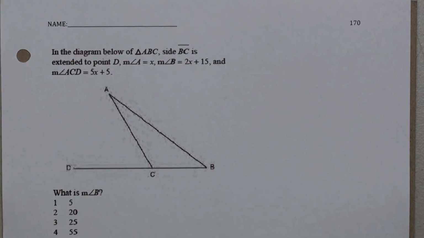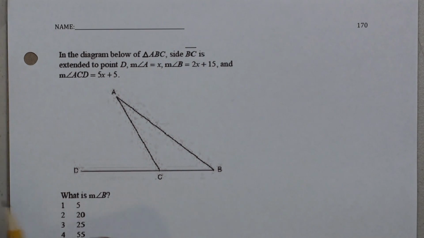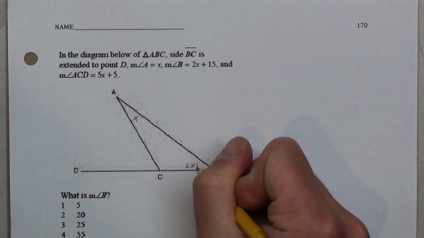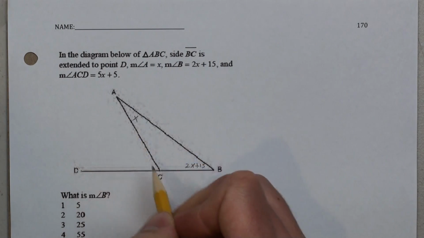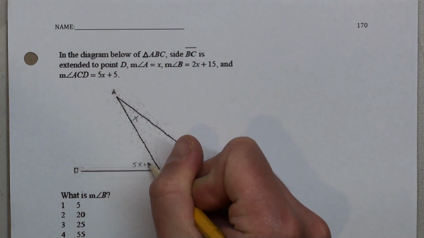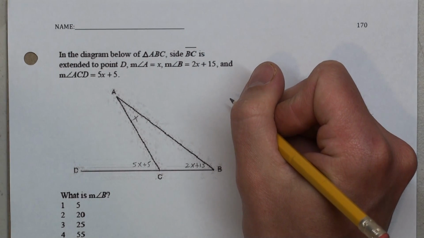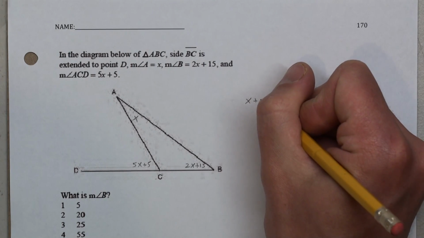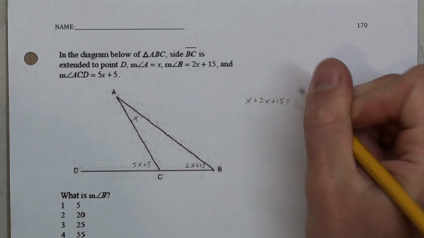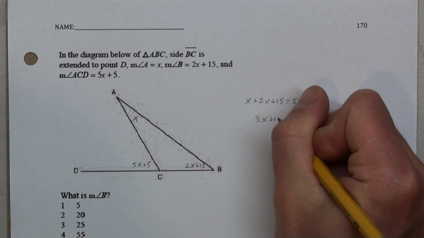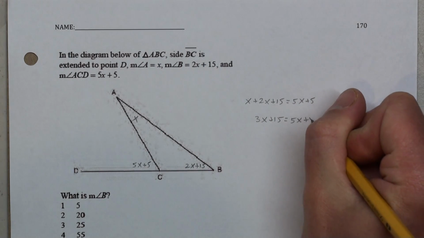170. The diagram below of triangle ABC, side BC is extended through to point D. A is x, B is 2x plus 15, and ACD is 5x plus 5. So what is the measure of angle B? Well, we know that x plus 2x plus 15 equals 5x plus 5. 3x plus 15 equals 5x plus 5.